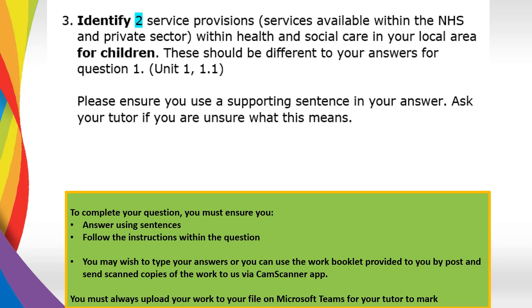So this time, instead of using the word adults, you're going to use the word children. So if you cover up the word identify and start from the number 2, 2 service provisions within health and social care in your local area for children are, and then you can tell me which ones you have chosen. Pause this video here whilst you write that question.